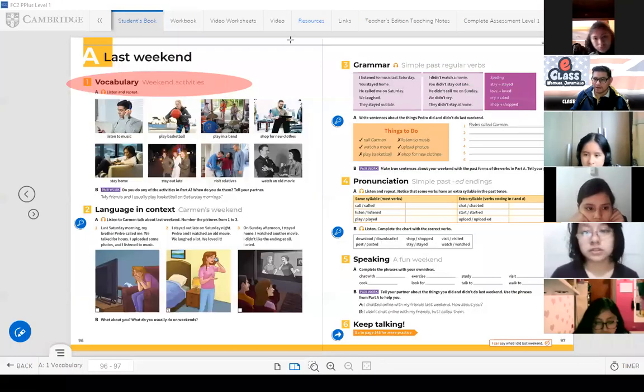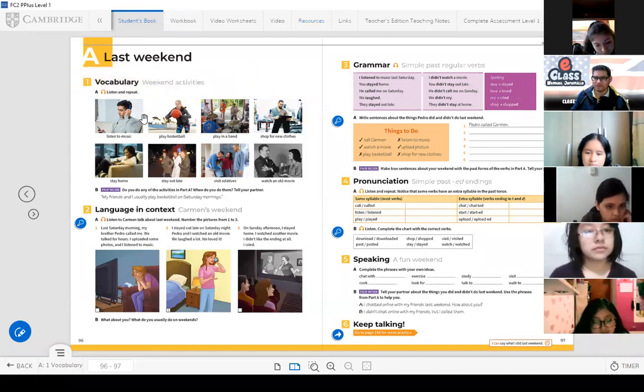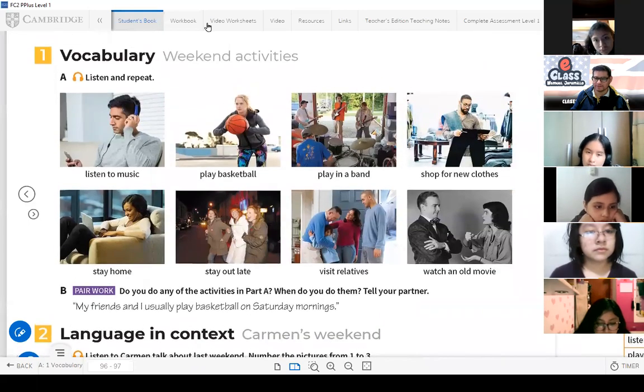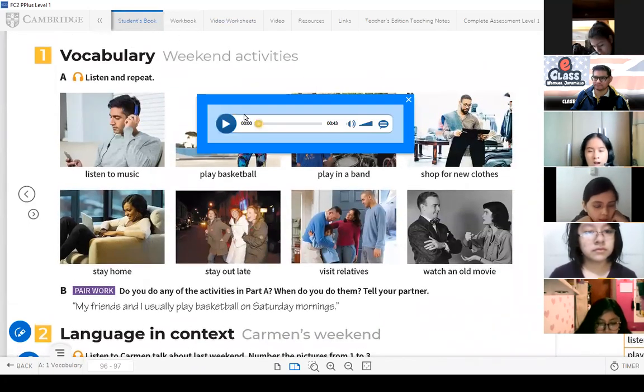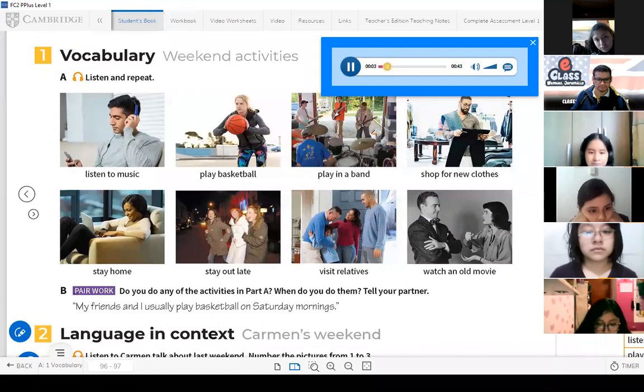In this part it says "Last weekend." We have here a vocabulary. The vocabulary says weekend activities. You're going to listen and repeat these weekend activities. Pay attention. Unit 10, Past Experiences, Lesson A, Last Weekend. Page 96, Exercise 1, Vocabulary, Weekend Activities.